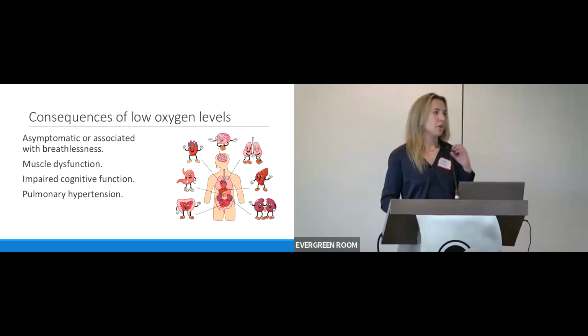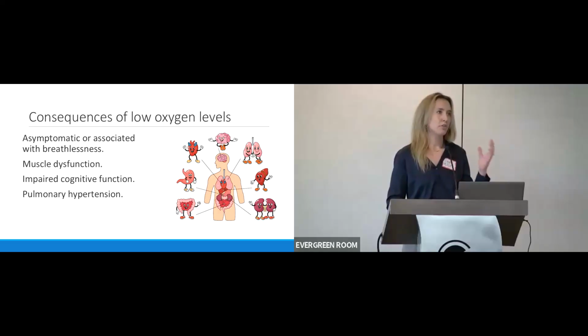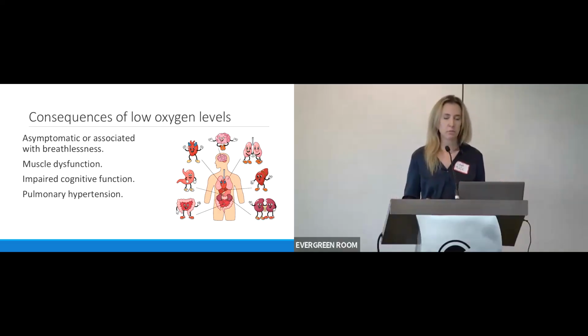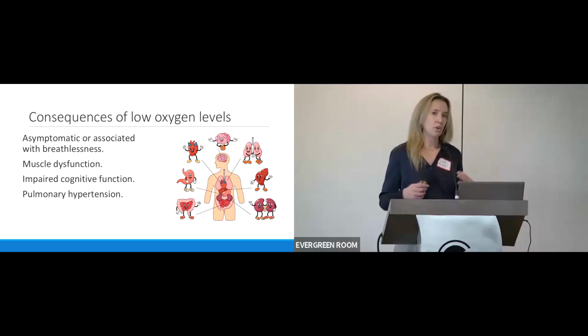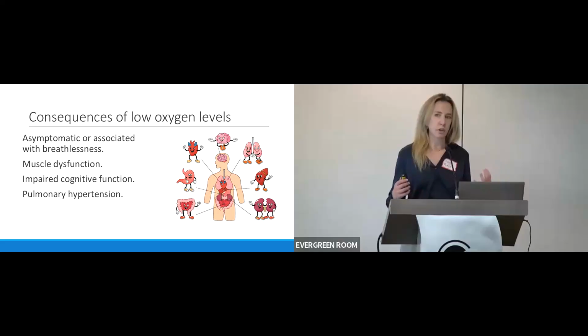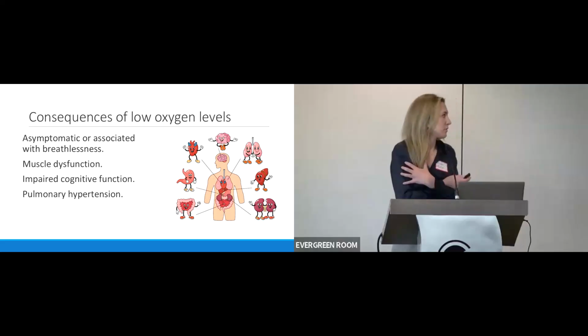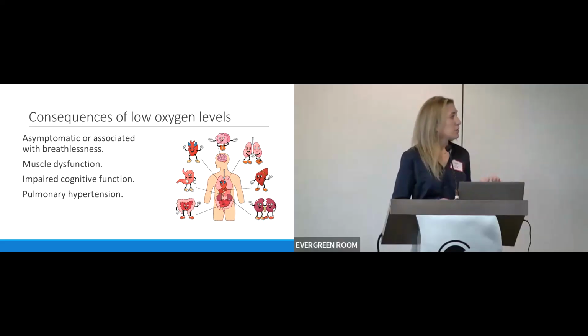So you may have a very high level of perception of breathlessness. You may feel breathless at the slightest movement, but your oxygen levels actually aren't that low. It's complicated, and it will also change depending on how severe your fibrosis is and how that's affecting your lungs' ability to expand, that sort of feeling of pressure, like a squeeze on your chest. Muscle dysfunction can also be a consequence of low oxygen levels.